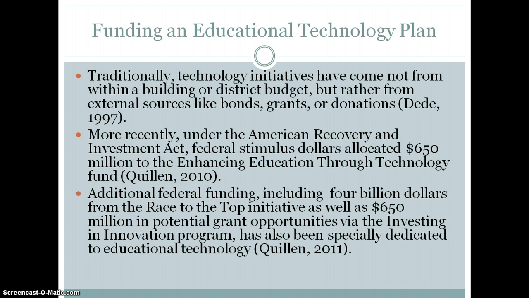The first was funding an educational technology plan. Usually, traditionally, anything with technology in a building or in a district has come from almost an external source. It's above and beyond what the district has budgeted for. So you're looking at grants, you're looking at community passed bonds that use tax dollars and millages, or maybe just a donation from a private entity or a corporation.